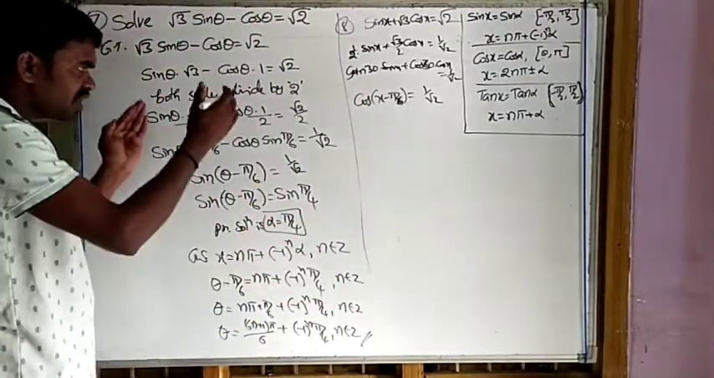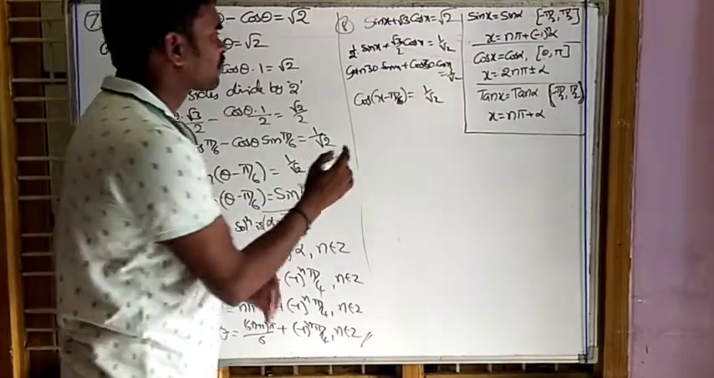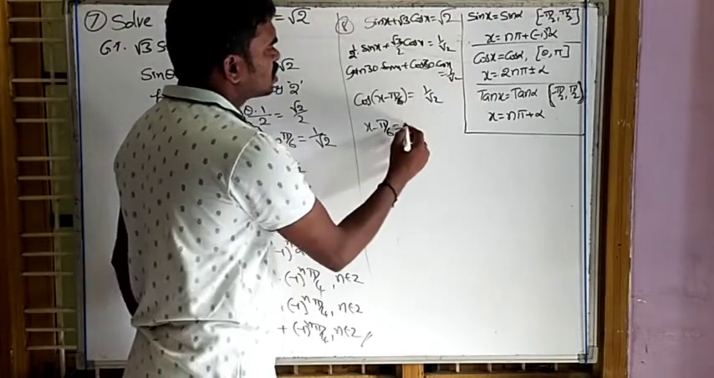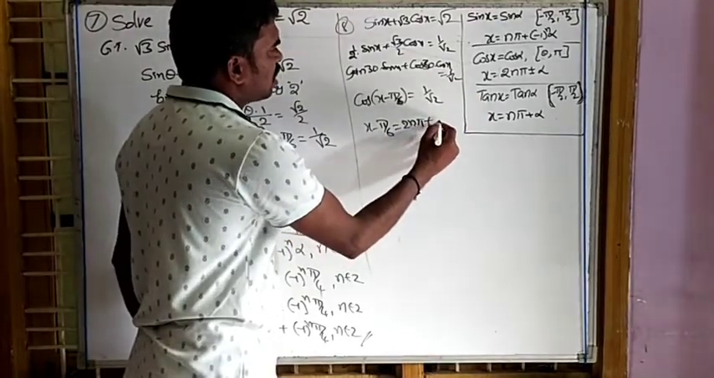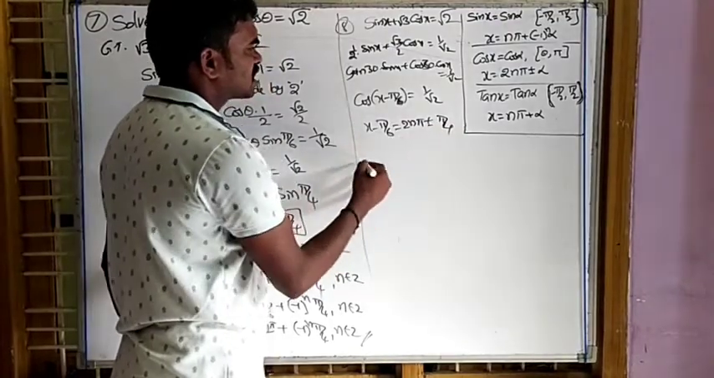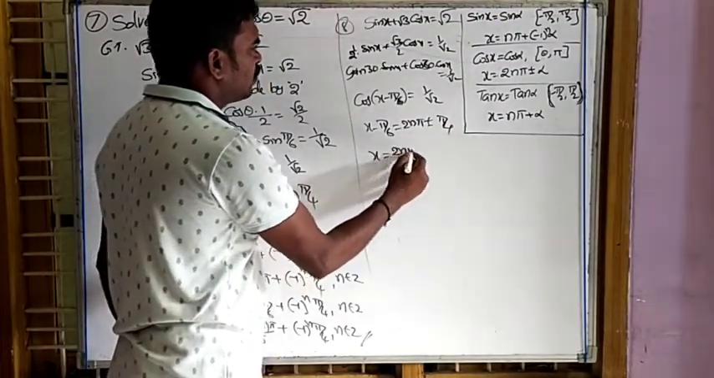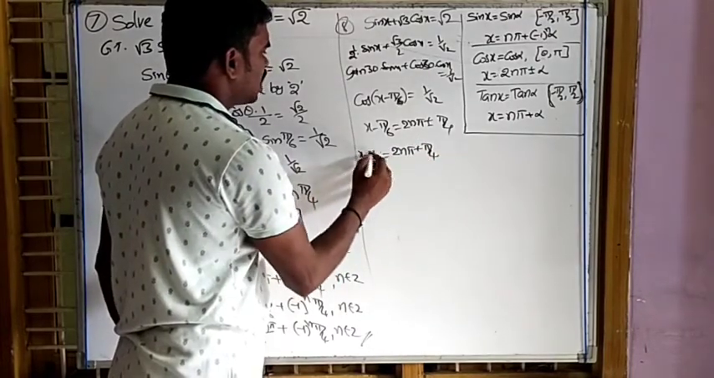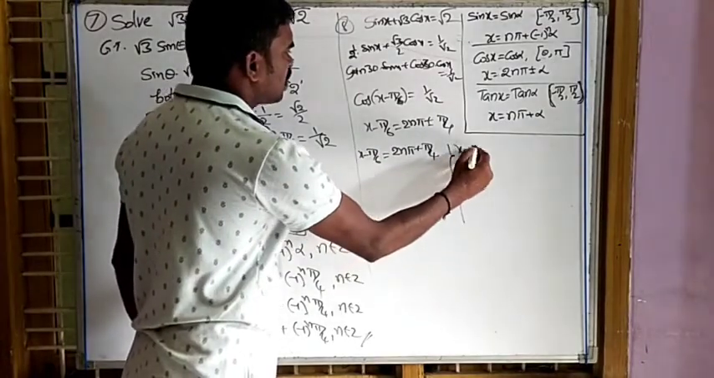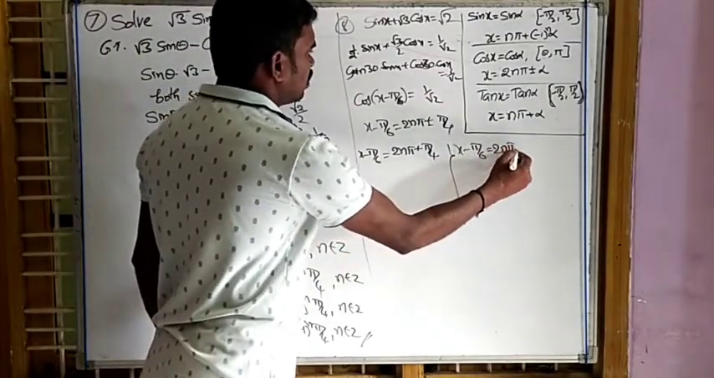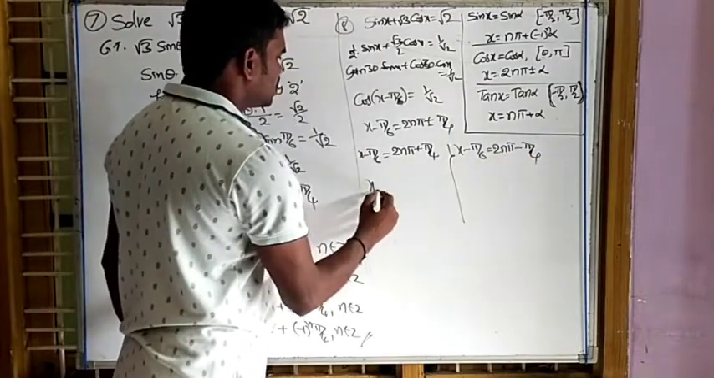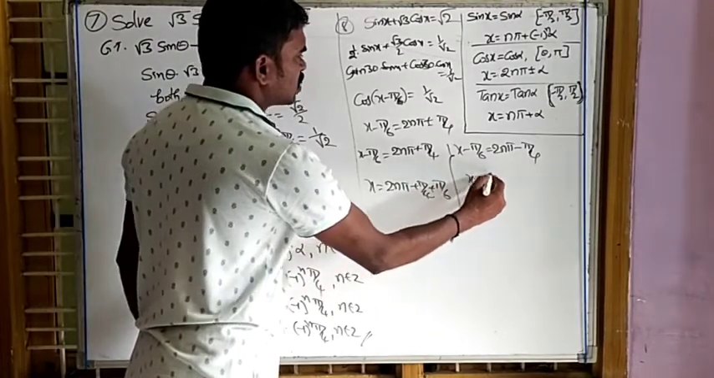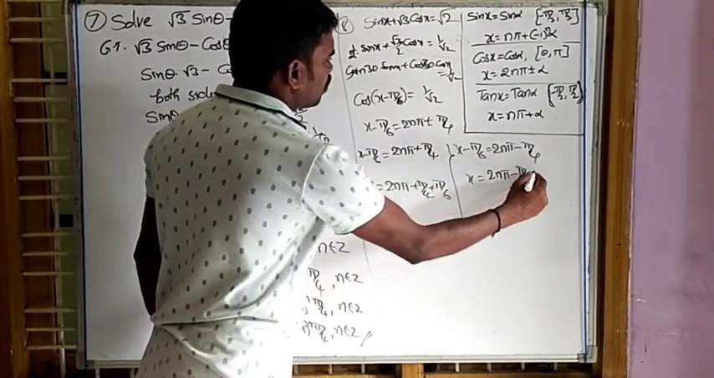Based on this, write down step by step neatly. Then x minus pi by 6 will be, what is the general solution of cos? 2n pi plus or minus alpha. Alpha is pi by 4. So moving minus pi by 6 to the right side, x is equal to 2n pi plus or minus pi by 4 plus pi by 6. One is x minus pi by 6 equal to 2n pi plus pi by 4, the second is x minus pi by 6 equal to 2n pi minus pi by 4. Then x is equal to 2n pi plus pi by 4 plus pi by 6, and here x is equal to 2n pi minus pi by 4 plus pi by 6.